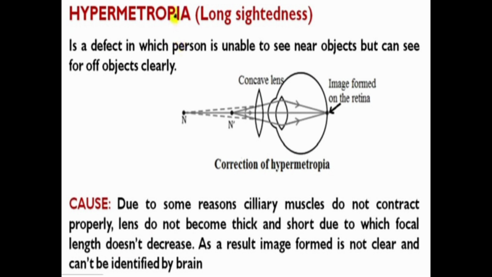As we saw in the case of myopia, the ciliary muscles do not relax properly. In case of hypermetropia, the ciliary muscles do not contract properly. In case of myopia, the lens does not elongate, and in case of hypermetropia, the lens does not become thick and short. Due to this, in myopia the focal length does not increase, and in hypermetropia the focal length does not decrease. So that's why the image is not formed clearly in both defects, and it is not recognized by the brain.